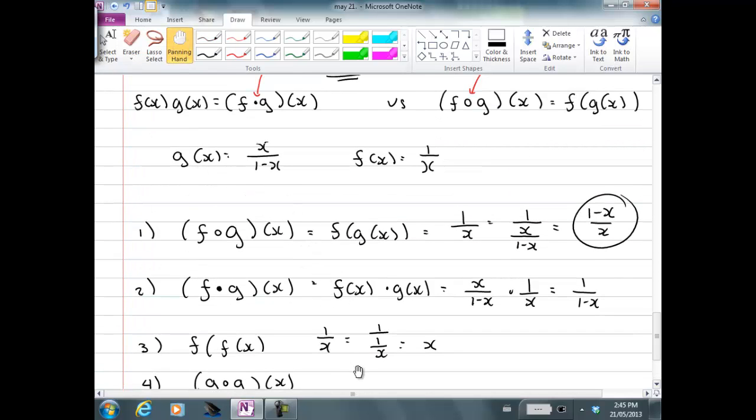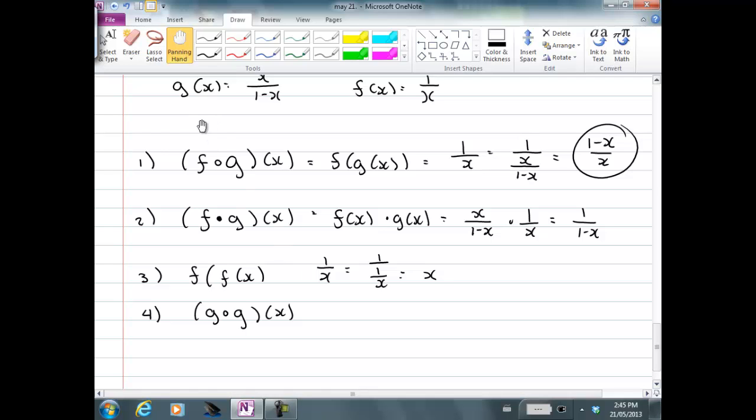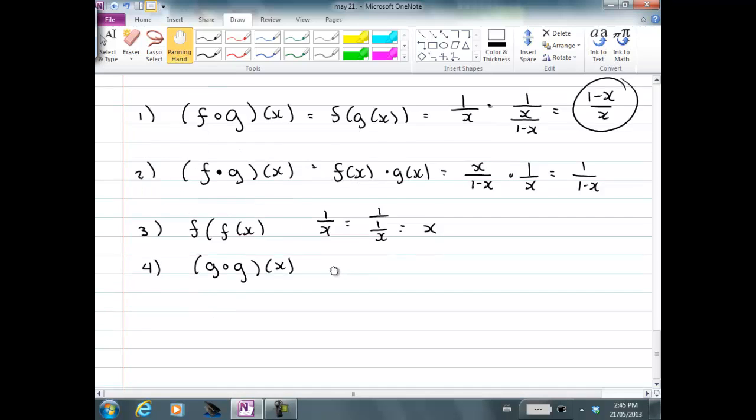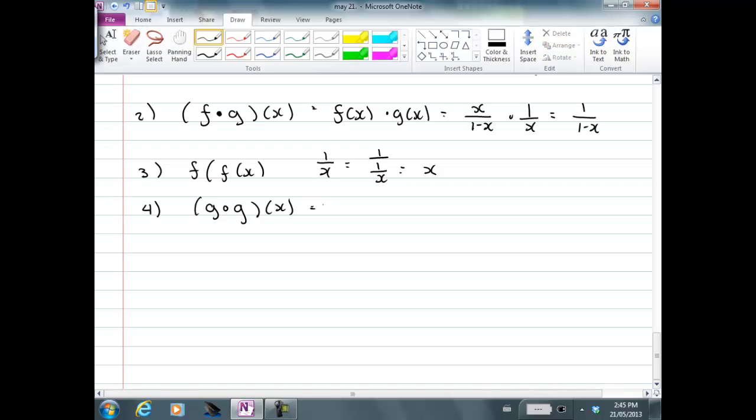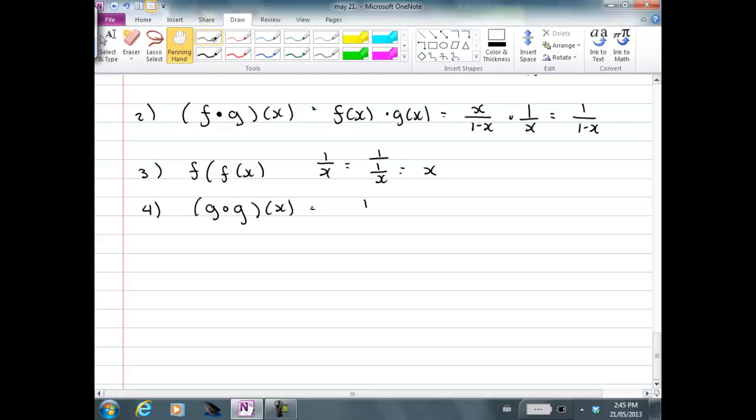G of x. G of x is tricky. Look what I'm going to do. I always write down my main equation first. A lot of people don't do this, and this is where they make the mistake. So I go x over 1 minus x.